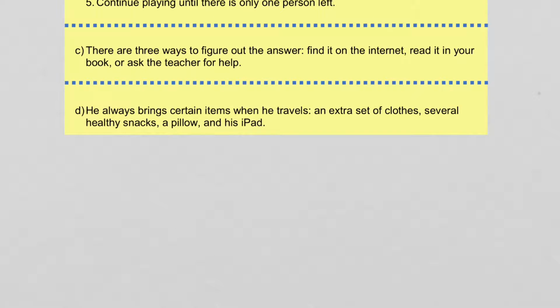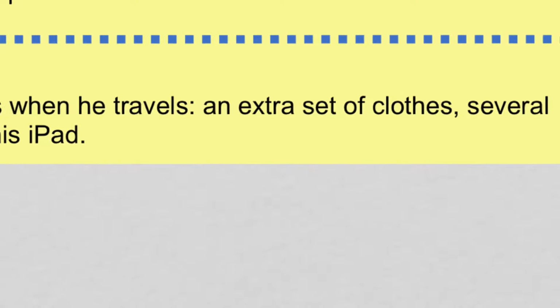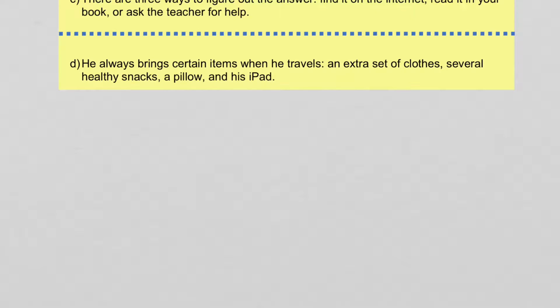Example C. There are 3 ways to figure out the answer: find it on the internet, read it in your book, or ask the teacher for help. Example D. He always brings a certain number of items when he travels. See that colon there after travels? An extra set of clothes, several healthy snacks, a pillow, and his iPad.